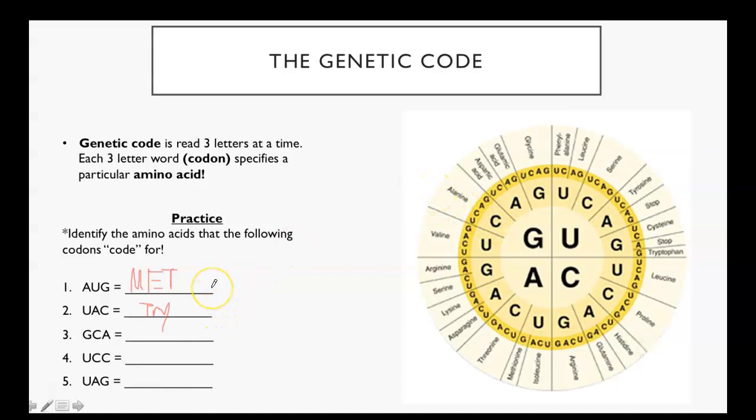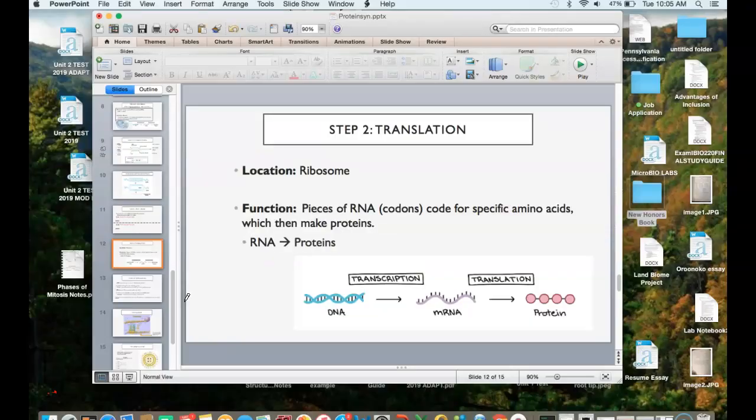If we were to continue to translate all these codons and figure out what amino acids these codons code for, essentially what we're doing is assembling amino acids, and the assembly of these amino acids is then going to form a protein. And that is essentially what translation is.